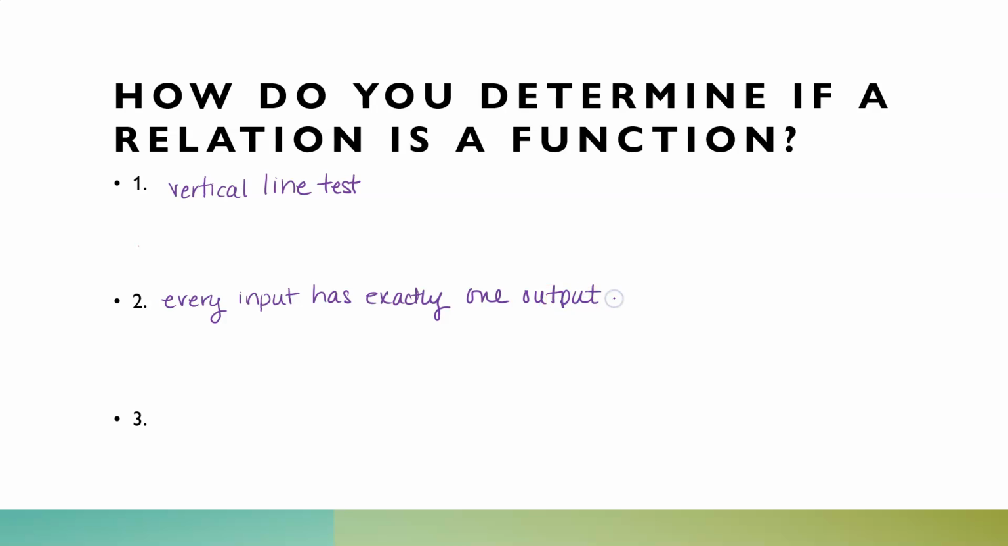And I'm just going to list the third one. If you're looking at a table or a set of ordered pairs and you have duplicate x values, it's not a function, because that means that input has multiple outputs. So it's kind of just like number 2.